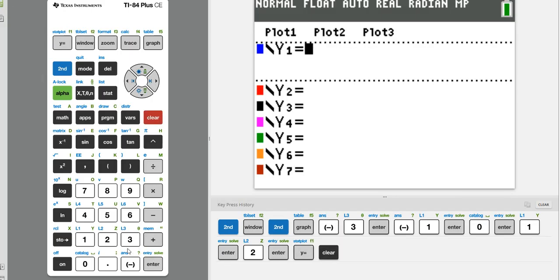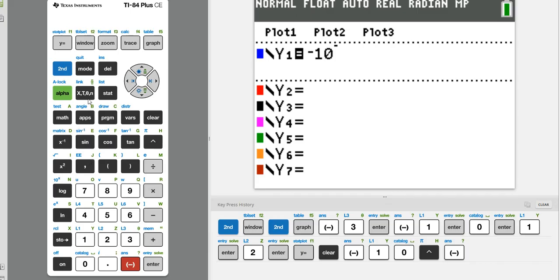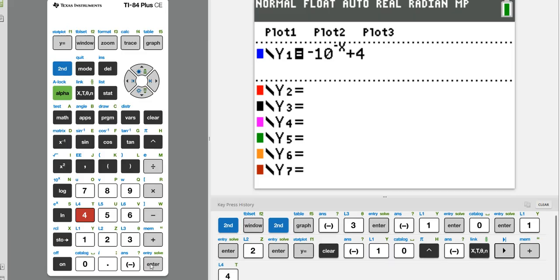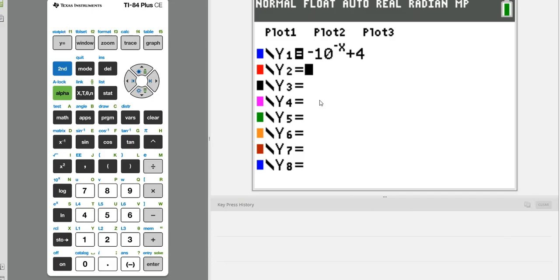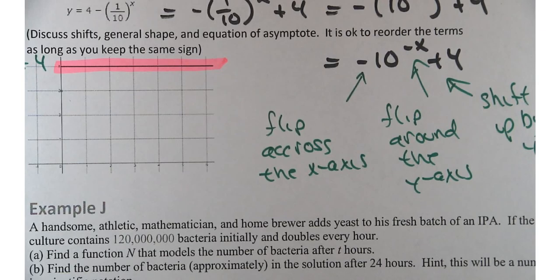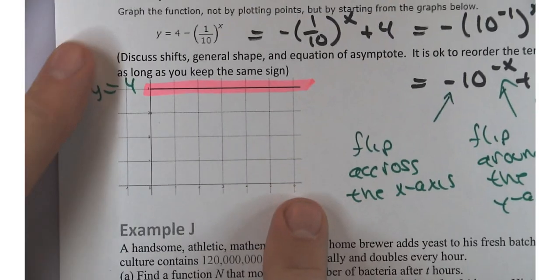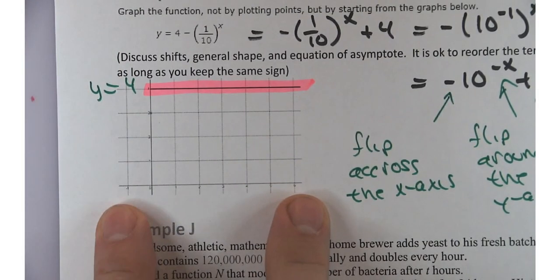So let me graph this. Negative 10 raised to the negative x. Move to the right one to get out of the exponent, plus 4. As far as the window is concerned, if you're looking at it going, I have no idea where to graph this, you don't have to think too hard. Just borrow the dimensions of the graph that I've given you here.